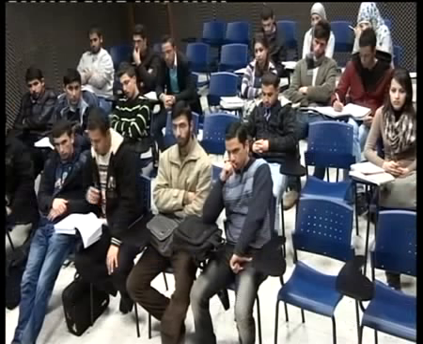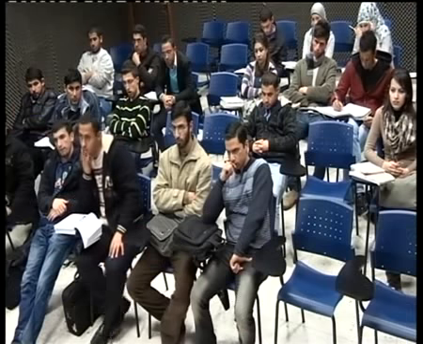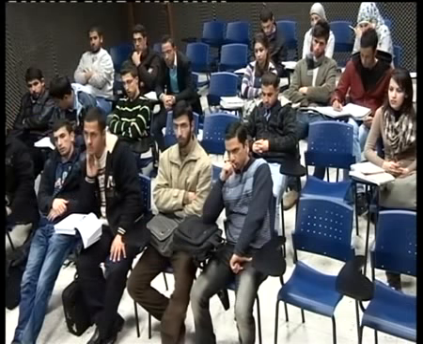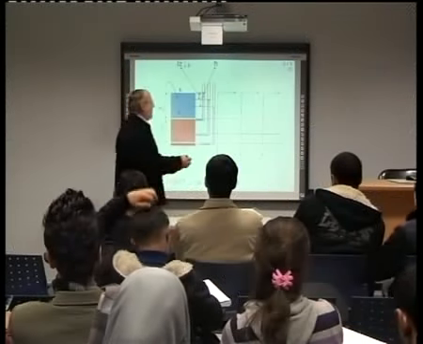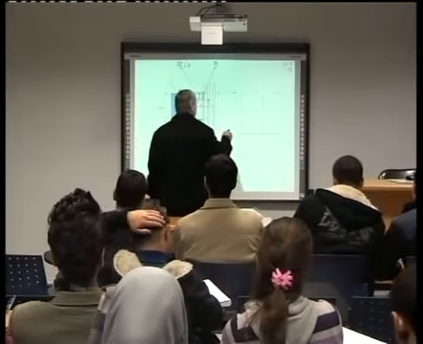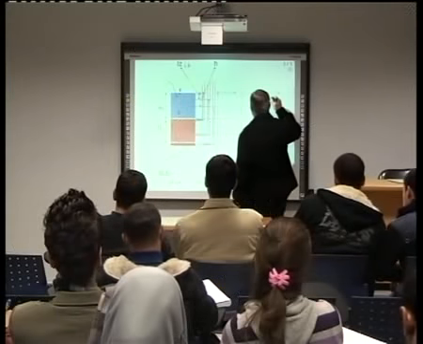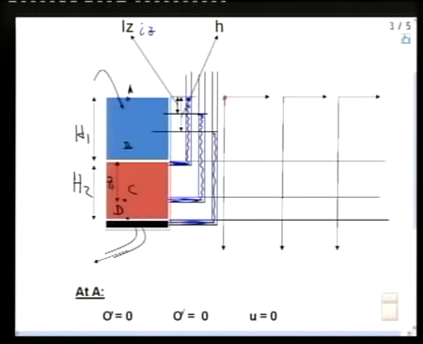At point A, what is sigma? Total stress. At point A, what is sigma? 0. There is nothing above A, so it's 0. What about u? Pure water pressure. No water above it. What about then effective stress? Of course, no submerged soil above it. We go to point B.